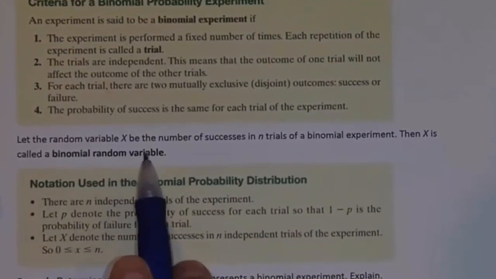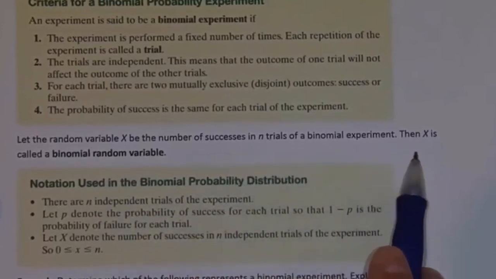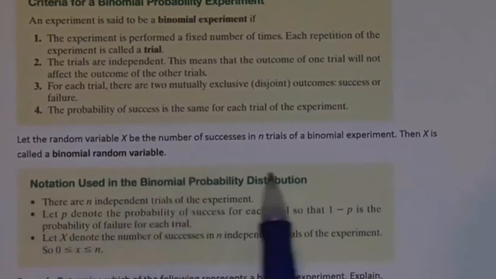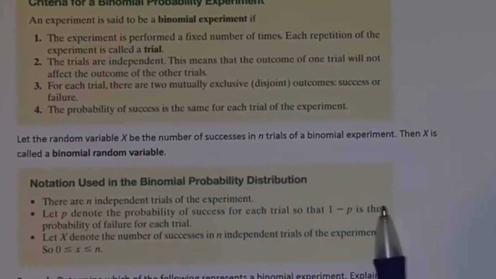Let the random variable x be the number of successes in n trials of a binomial experiment. Then x is called a binomial random variable. Now, what in the world am I talking about right there? Again, we're going to perform our binomial experiment a fixed number of times, like shooting 3 free throws. When I shoot 3 free throws, what I'm really going to be looking at is the probability of making 0 or 1 or 2 or all 3.